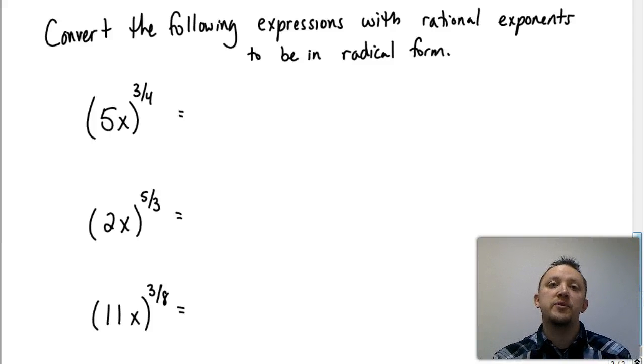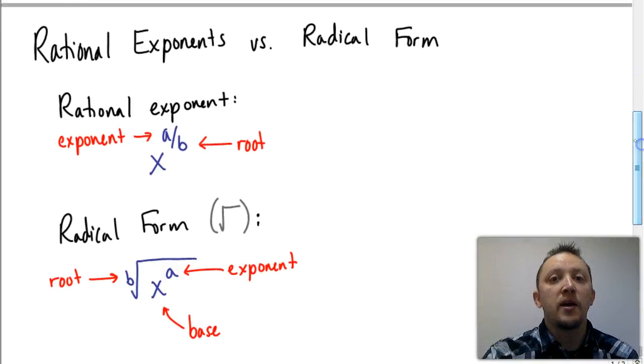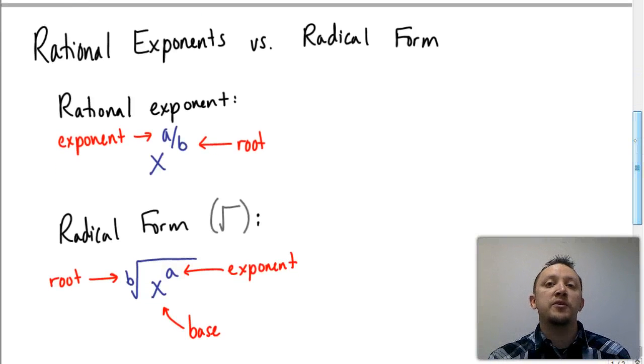So these would be examples of situations where we have expressions with rational exponents, and like I said, we're going to rewrite these to be in radical form. Now it's important to understand some of these terms that we're using here, like rational exponents and radical form, and understanding what the differences are between the two. So let's spend a moment to focus on those two here. Starting with rational exponents.